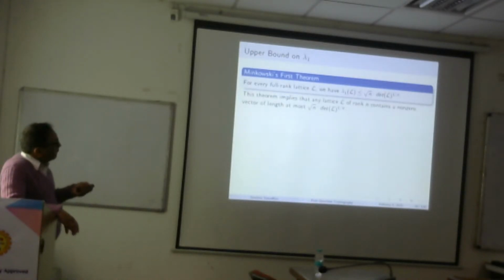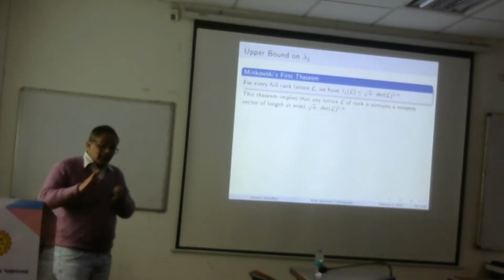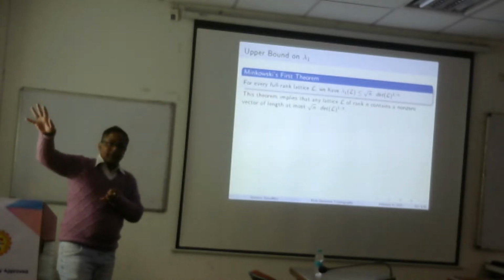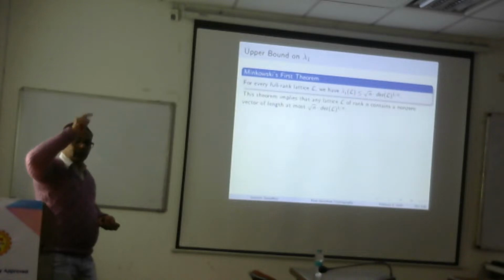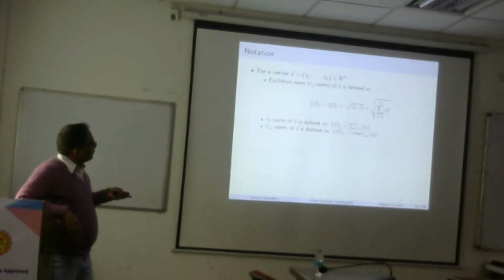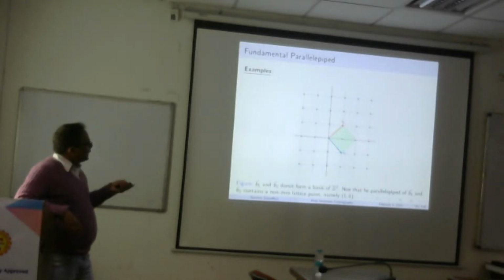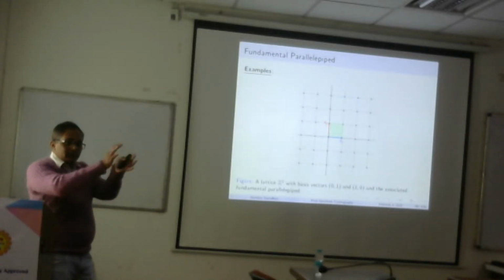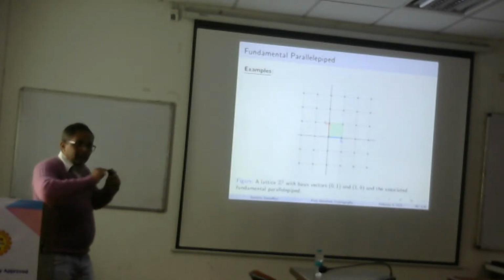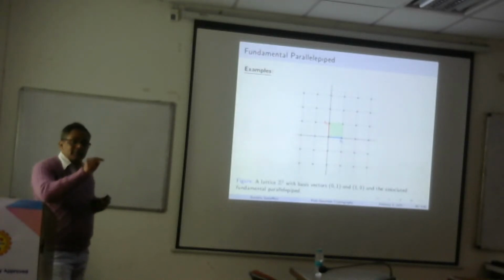Then I have an upper bound also on lambda 1. If I have a lattice L given by certain basis vectors, I can create the volume of the parallelepiped. Remember the parallelepiped I talked about a little while ago? So that parallelepiped, here in this picture, we have this parallelepiped, this one. The parallelepiped is just the linear combinations in the entire area, where the linear combinations are taken with real values between 0 and 1.